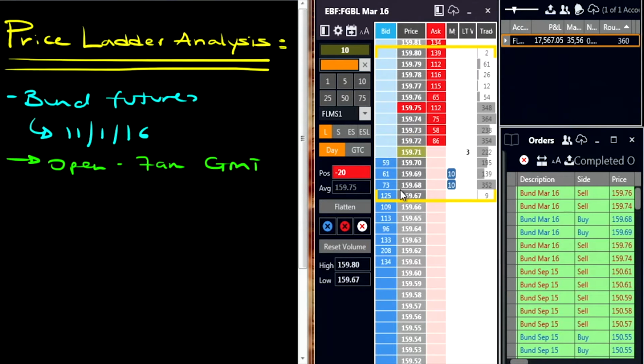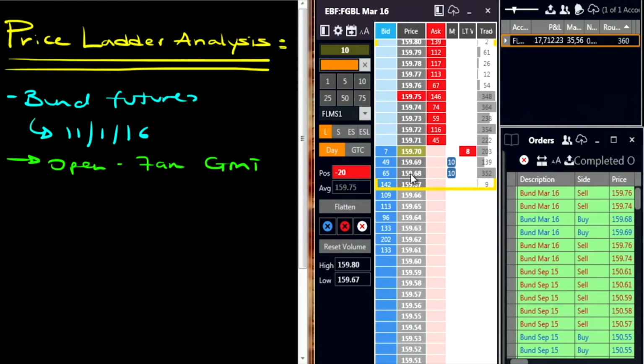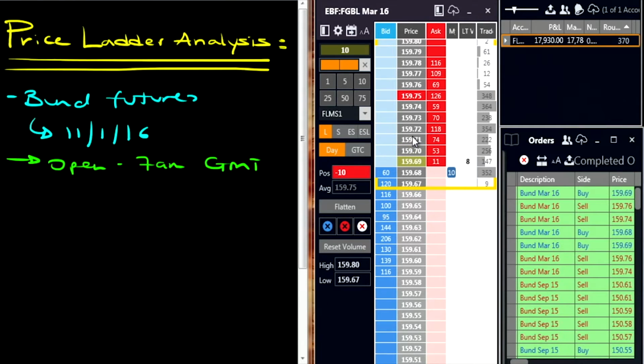Unless you're looking for precision, you could be bid 67s if you're not filled and just smack 68s, but you have to be very, very quick. So you could just see here that buyer that was sat there at 73, 74 just disappeared. We're now getting a little bit heavier back on the offers. We filled on that first 10 lot at 69s.